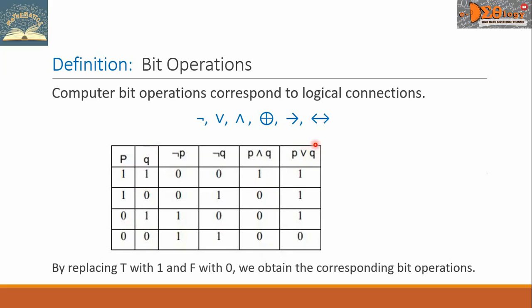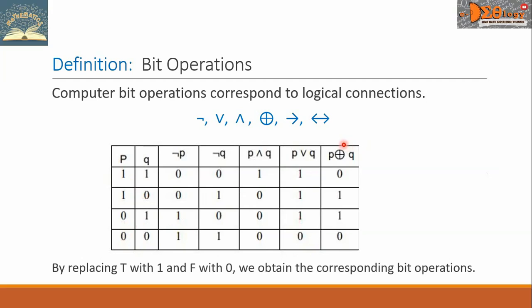Next, P or Q. The values are always 1 except when both P and Q are zeros. So 1 or 1 is 1. 1 or 0 is 1. 0 or 1 is 1. 0 or 0 is 0.